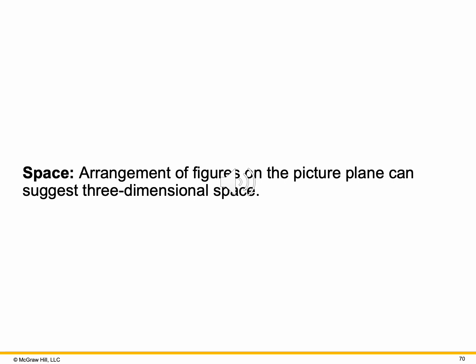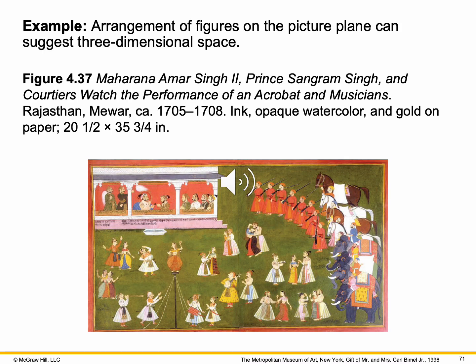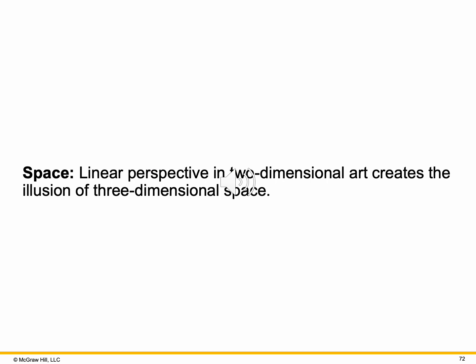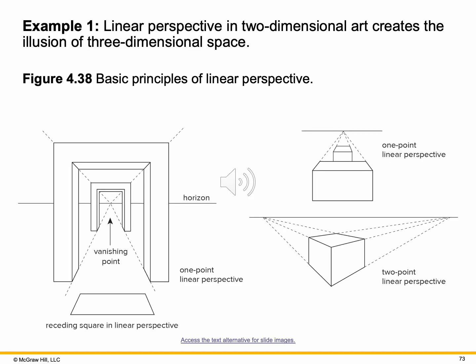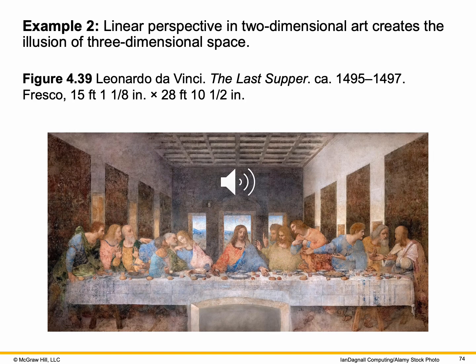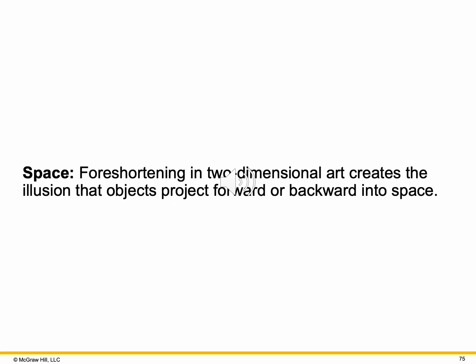Space element. Arrangements of figures on the picture plane can suggest three-dimensional space. Space. Linear perspective in two-dimensional art creates the illusion of three-dimensional space, as is seen here in Da Vinci's painting of the Last Supper. Space. Foreshortening in two-dimensional art creates the illusion that objects project forward or backward into space.